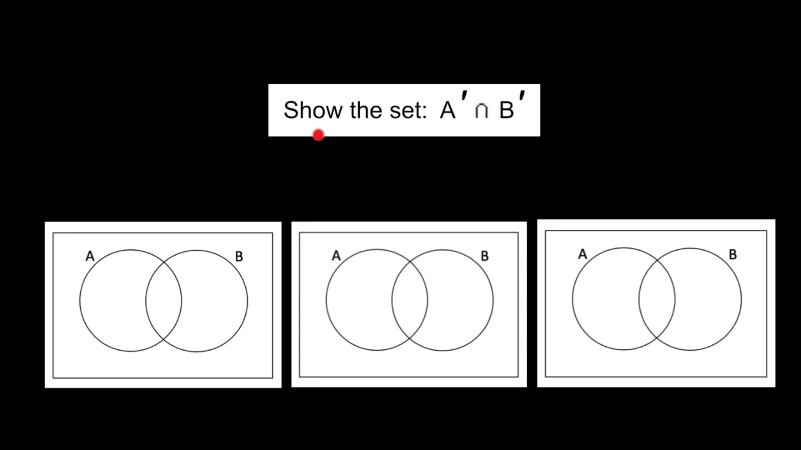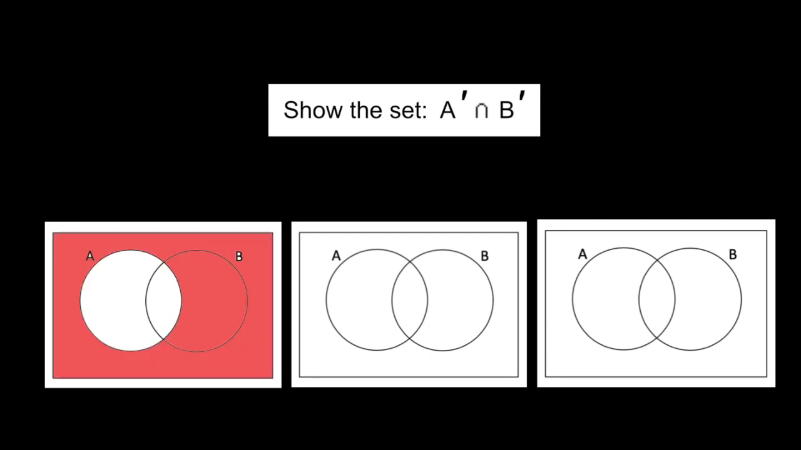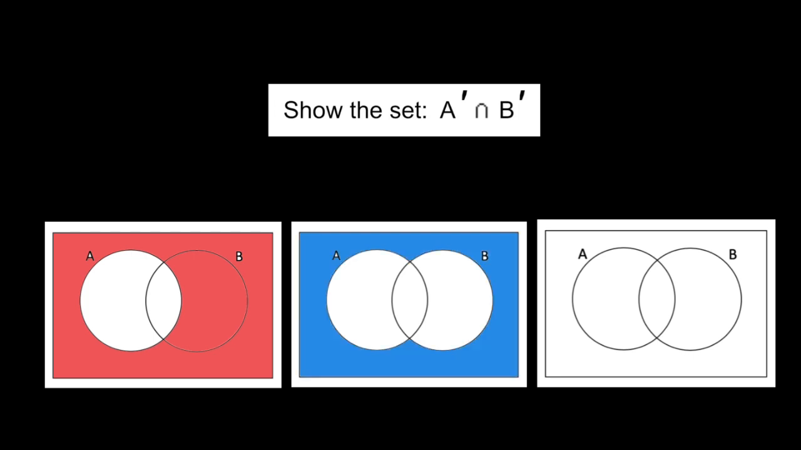and we have to show the set of complement A intersection with complement B. Complement A means everything outside circle A, and complement B means everything outside B. Because we are looking for intersection of the complement A and B, our next step would be to find where, if we superimpose these two pictures, one on top of the other, where red color and blue would overlap.